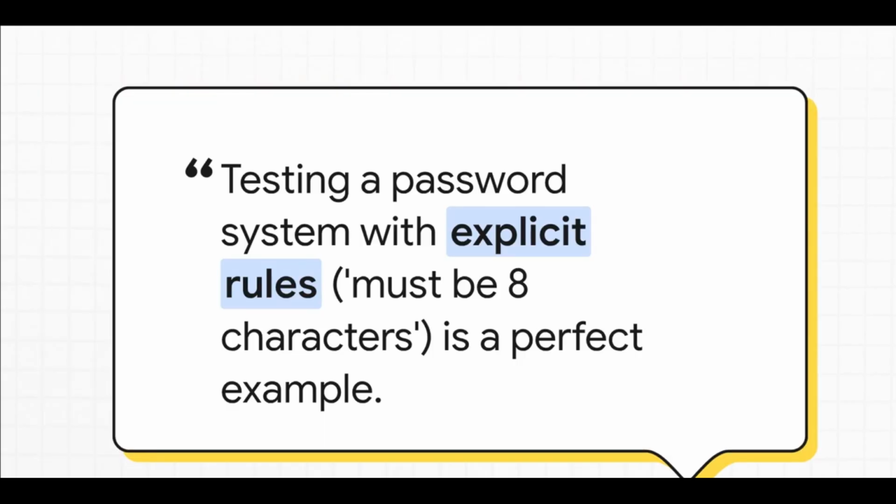And here's a perfect example right out of a tester's playbook: password validation. The system isn't guessing what makes a password strong. Nope, the rules are hard-coded right in there. Must be 8 characters, must have an uppercase letter. Every time you test against those specific criteria, you are testing a form of symbolic AI.